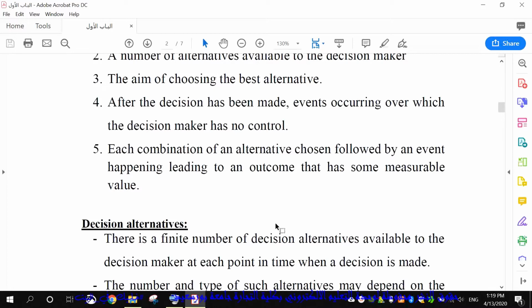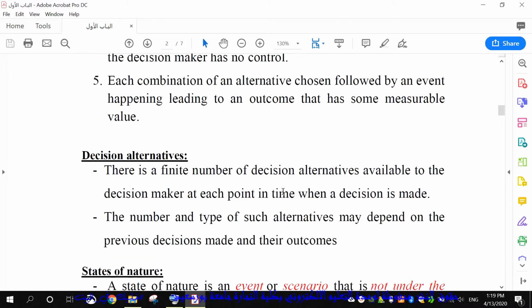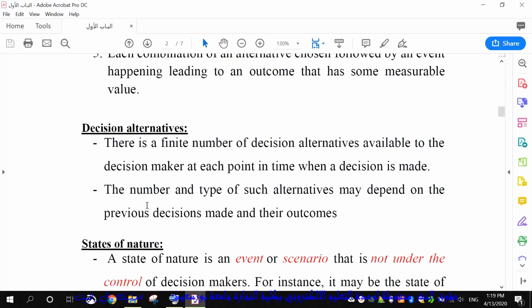Next to the above points, decision alternatives. There is a finite number of decision alternatives available to the decision maker at each point in time when a decision is made. The number and the type of such alternatives may depend on the previous decisions made and their outcomes.